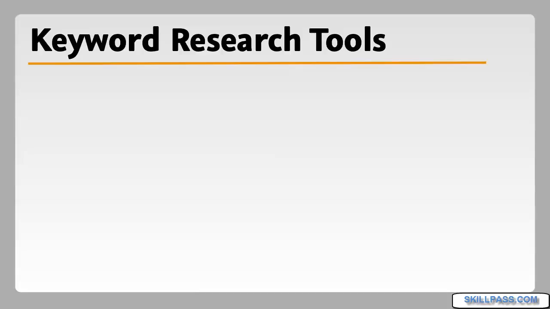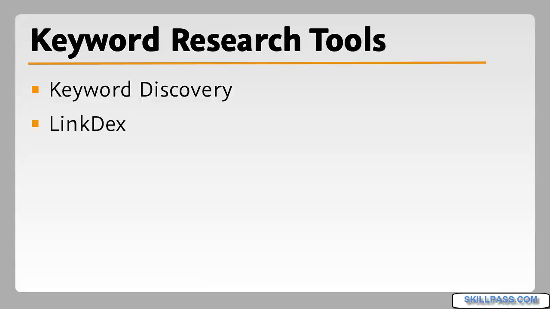Now that we've been talking about keywords, let's look at where we can get keywords and where we can start building our lists. There are three primary keyword tools that I enjoy using. The first is called Keyword Discovery, which is really just a way to start building your list. LinkDex and Raven SEO are both tool sets that offer much more than simply getting keywords. They offer rank checking, link management, as well as website management tools. We'll just be looking at the keyword research abilities of both of those tools in this section.